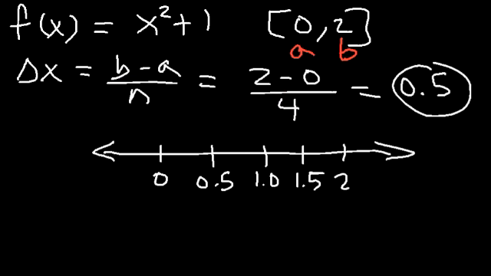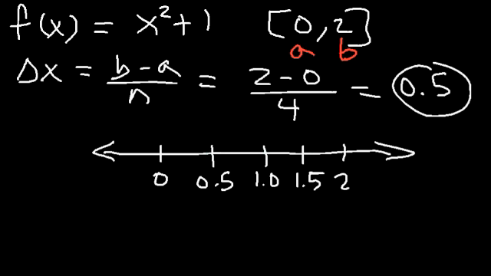So, if you want to find the area using the left endpoints, choose 4 points starting from the left: 0, 0.5, 1, and 1.5. If you want to find the area using the right endpoints, choose the 4 points on the right: 0.5, 1.0, 1.5, and 2. Don't choose the first point on the left.